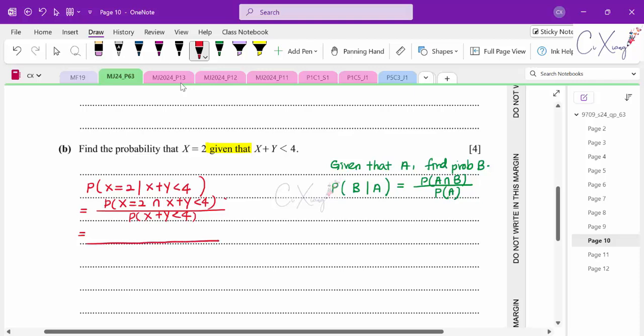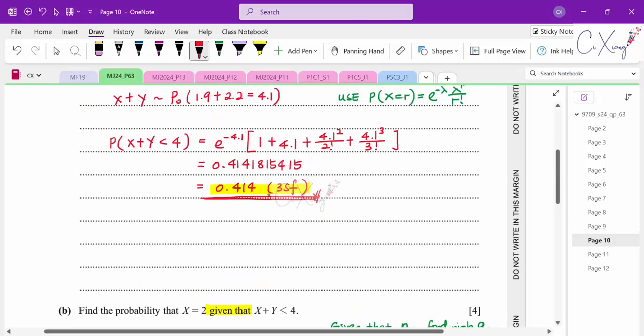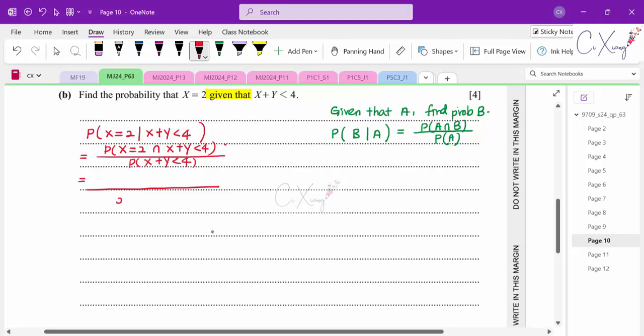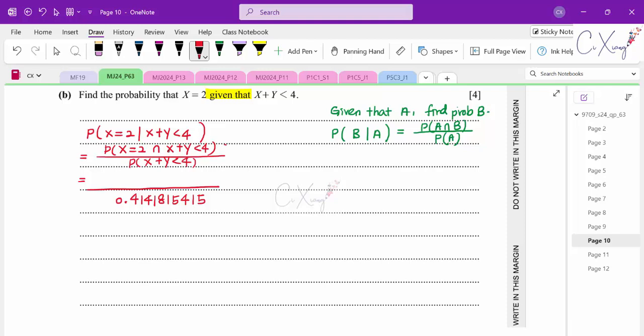For the probability of x plus y smaller than 4, we get it from the answer just now in part 1. So you can directly substitute the long answer into the denominator first. Then how about this one? They are asking for x equals 2, but at the same time x plus y must be smaller than 4.